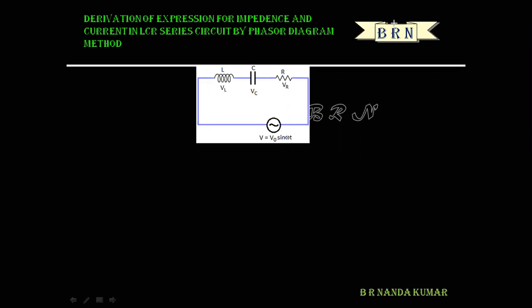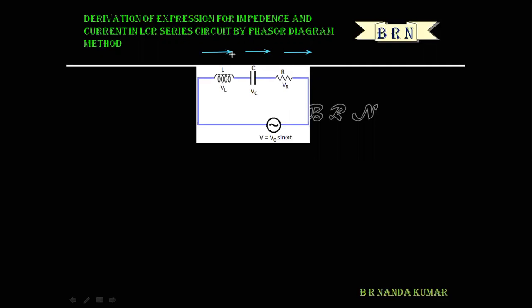So the current flowing through the inductor, the current flowing through the capacitor, and the current flowing through the resistor, that is in the same direction because all are connected in series. So the current flowing through the inductor, capacitor, and resistor is the same.